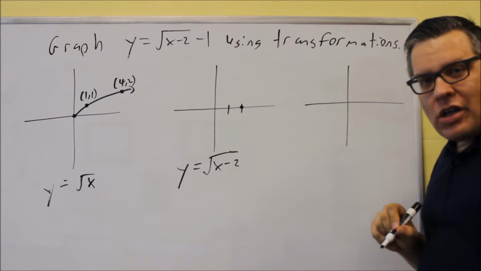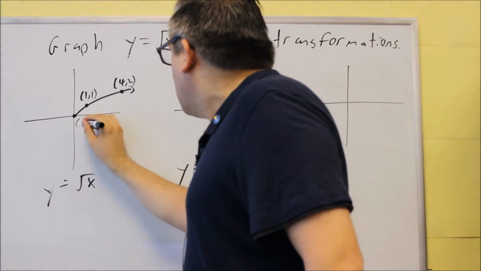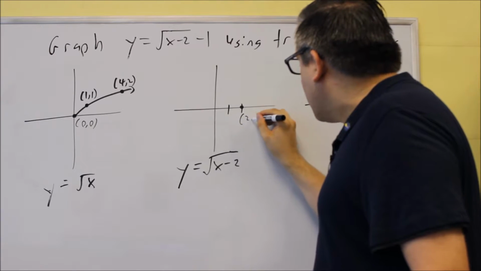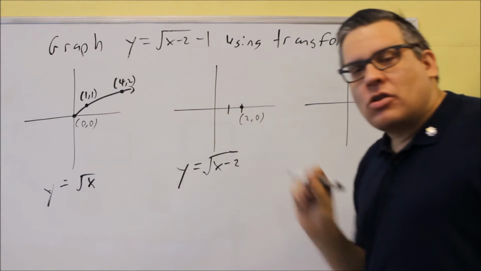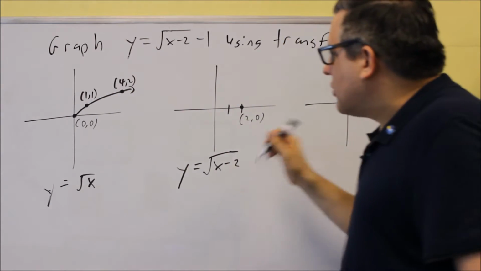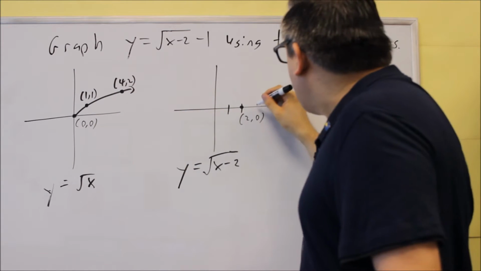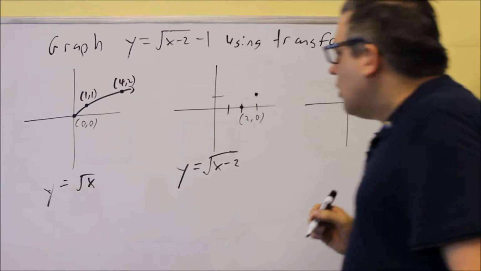If I wanted to draw in the key points, label those. This originally was at (0, 0). Now this point got moved over to (2, 0) because we're just adding 2 to the x value. You're going to add 2 to these x values also. So instead of being at (1, 1), we add a 2 to the x value there. It's at (3, 1) should be the next one. So (3, 1) is going to be right here.